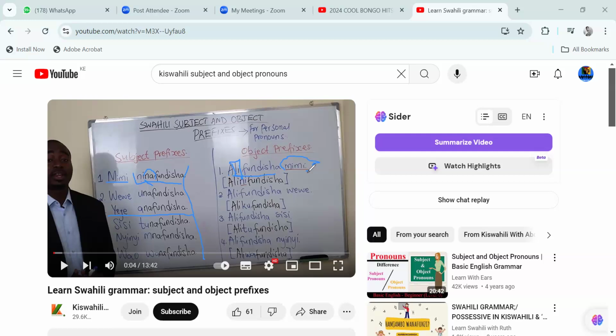So then that's what makes the difference between the subject aspect and the object aspect. In the object aspect, the pronoun, like me, the first person pronoun, becomes the last word. It's like you say, alinifundisha, he taught who? Me. So then me here becomes the object aspect. So when you use alinifundisha mimi, this mimi in the object is the pronoun.